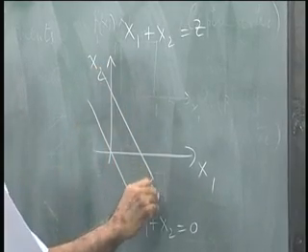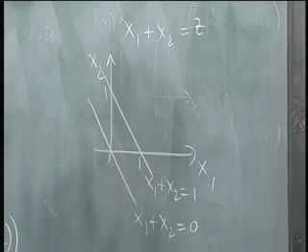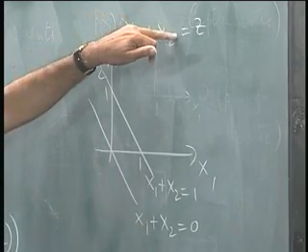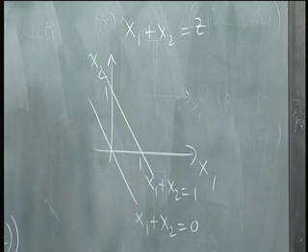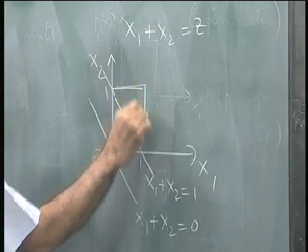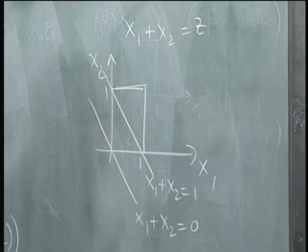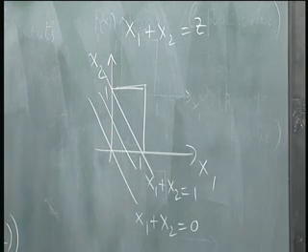This is the straight line x1 plus x2 equal to 1 if this is 1, and the other guy is 2, and so on. So now when you are integrating x1 from 0 to 1, x2 from 0 to 1, you have a square over which you have to integrate, but the constraint is that x1 plus x2 must be equal to z. So if you take some z between 0 and 1, this is the constraint.